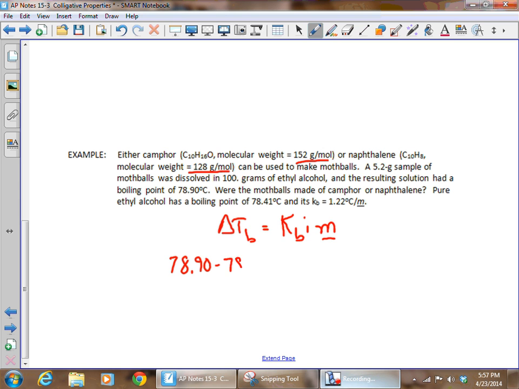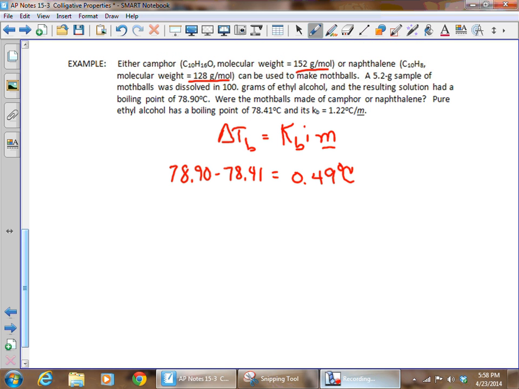So 78.90 minus 78.41, both of those in degrees Celsius, is going to equal 0.49 degrees Celsius for our change in boiling point, final minus initial. So there's our change in boiling point, and we know that the change in boiling point is going to be equal to the boiling point constant, and he gave us the boiling point constant as 1.22 degrees Celsius per molal. Remember, if we're dealing with a covalent compound, and they're all nonmetals, the van 't Hoff factor is going to be 1.